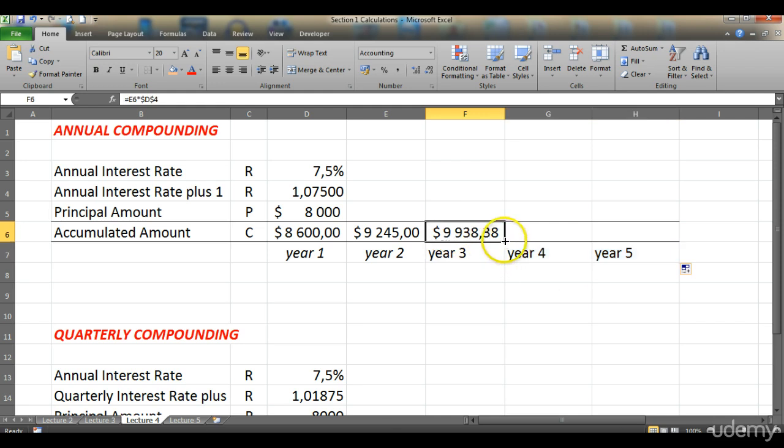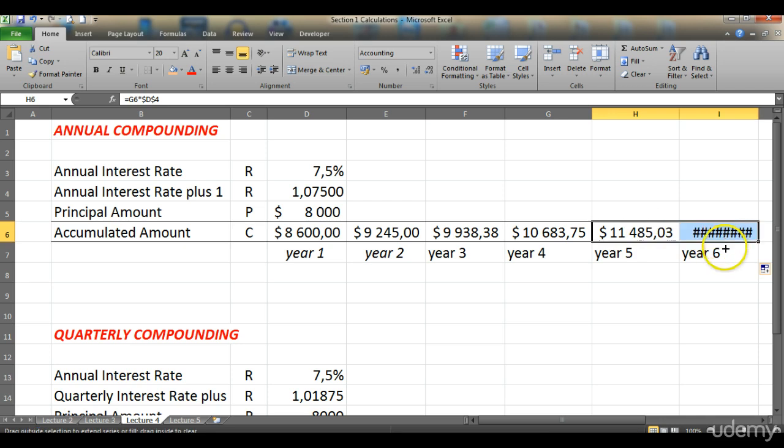And here you can see for year 4 and year 5 the accumulated amounts. And also we can see year 6 if you want, for as many years as you want. So it's pretty simple.